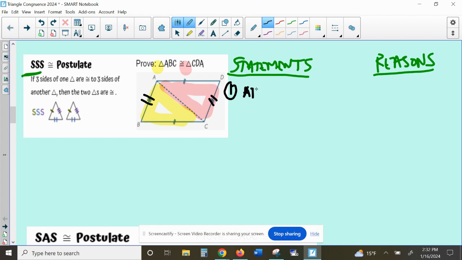So that means that AB is congruent to DC. Those two segments are congruent. You might want to do them a certain color. I'll do mine black. That is a statement that is true because it's given. So my reason over here is going to be given.